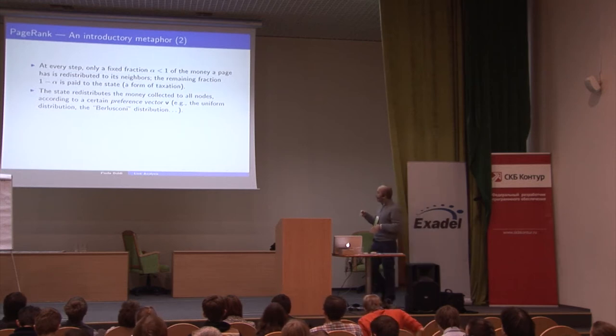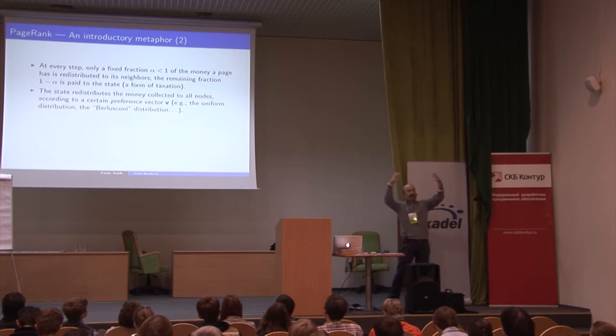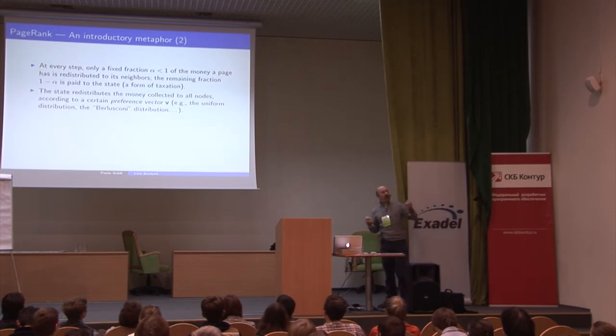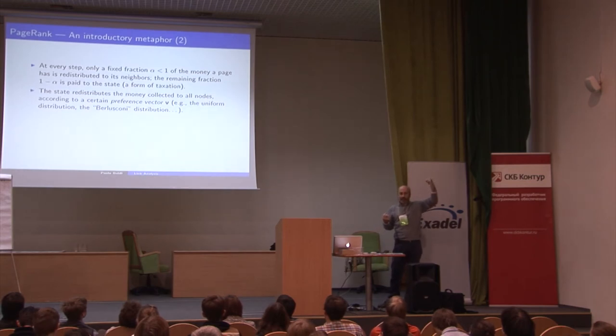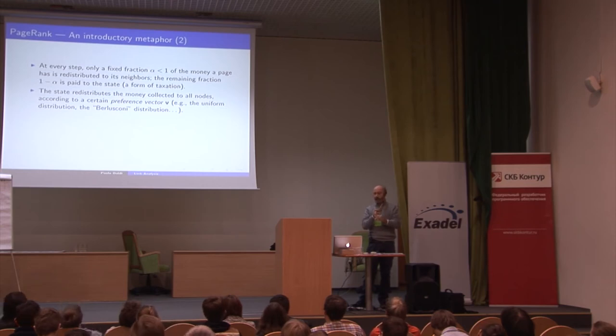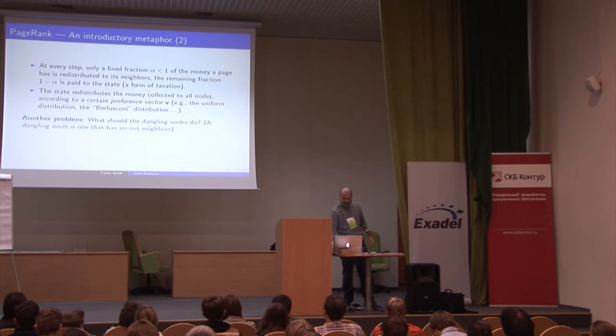For example, here I called it the Berlusconi distribution. Now, fortunately, we don't have Berlusconi any longer, but Berlusconi probably doesn't like to have the money that the state collected redistributed equally to everybody. He will decide to give more money to somebody and less money to the rest. This is what we call the preference vector. So the preference vector is the way the money collected by the state in form of taxation gets redistributed to the people. So there are two ingredients, right? One is the amount of taxation we pay, how much of our money we must give to the state, and another one is the way the state redistributes those monies. This is called the preference vector.